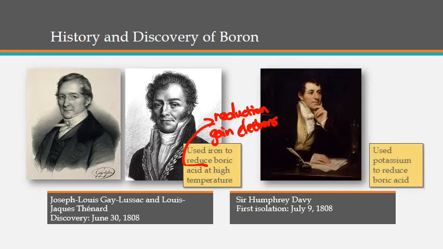Our British chemist, Sir Humphrey Davy, used a different method. He first attempted to send electric currents through a solution of borate, and then noticed the formation of a brown precipitate. He then used potassium, not iron, to reduce boric acid. And then he was able to produce enough boron to confirm a new element. He named the element at first boracium. This name was later on changed to boron.